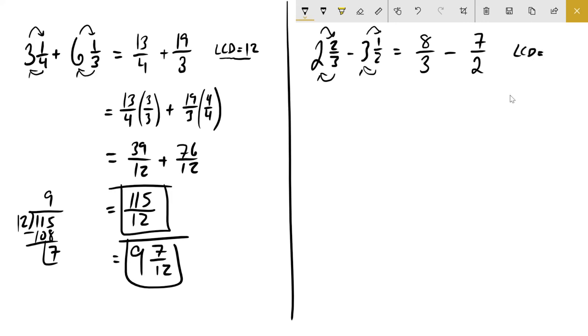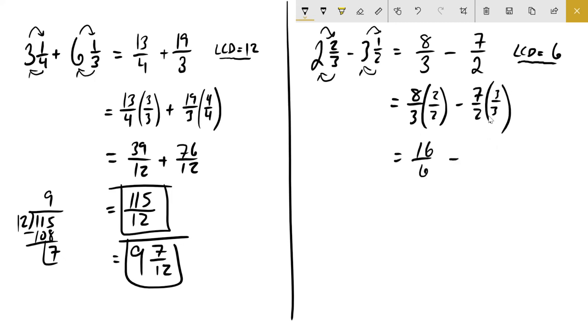What's our least common denominator? We've got to bring them up to 6. So 8/3 is going to need a 2/2. 7/2 is going to need a 3/3. So then 8 times 2, this will become 16/6. 7 times 3, this will become 21/6. 16 minus 21. So I'm at 16. I'm taking away 21. Where am I going to go? I'm going negative. And 21 minus 16 is 5. So it's going to take me back to negative 5/6. That'd be your solution there.